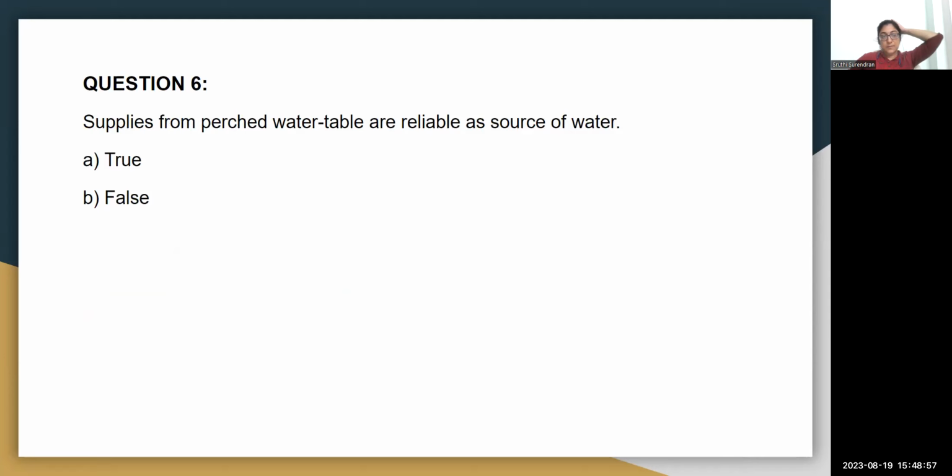Next question: supplies from the first water table are reliable. Are they a reliable source of water? Is it true or false? That's the question.